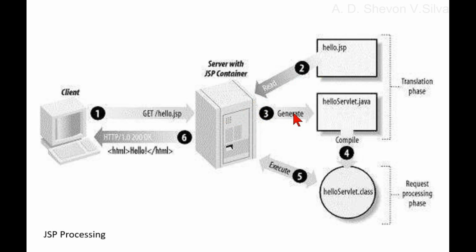This conversion is very simple, in which all template text is converted to a println statement and all JSP elements are converted to Java code. This code implements the corresponding dynamic behavior of the page. Then the JSP engine compiles the servlet into an executable class and forwards the original request to the servlet engine.